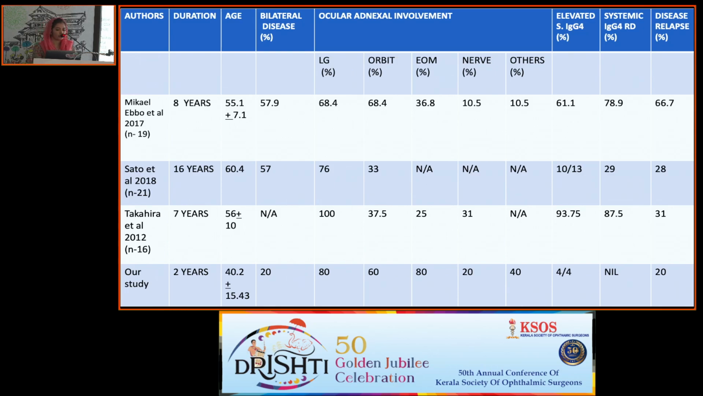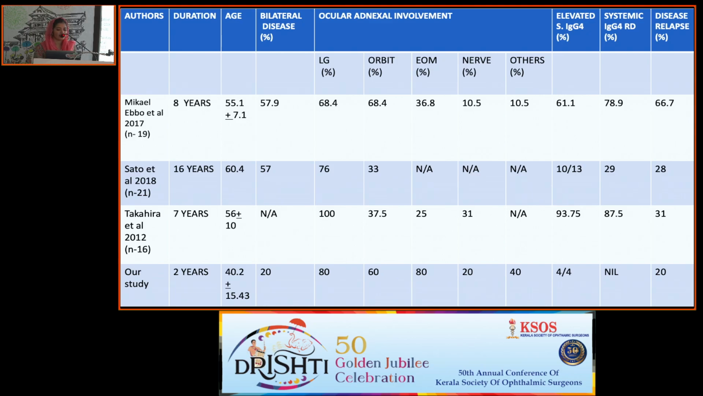This is a comparison of various studies. In a study by Michael Lebo et al., 19 patients were studied in a span of 8 years, and 57.9% were found to have bilateral disease. Lacrimal gland was the most commonly affected organ. Serum IgG4 was elevated in 61.1%, and systemic disease was present in 78.9%, and 66.7% had disease relapse. In a study by Sato et al., 21 patients were studied in a span of 16 years, and 57% were found to have bilateral disease. 10 out of 13 people tested for serum IgG4 were found to have elevated serum IgG4, and 29% had systemic IgG4 disease, and 28% had relapse.